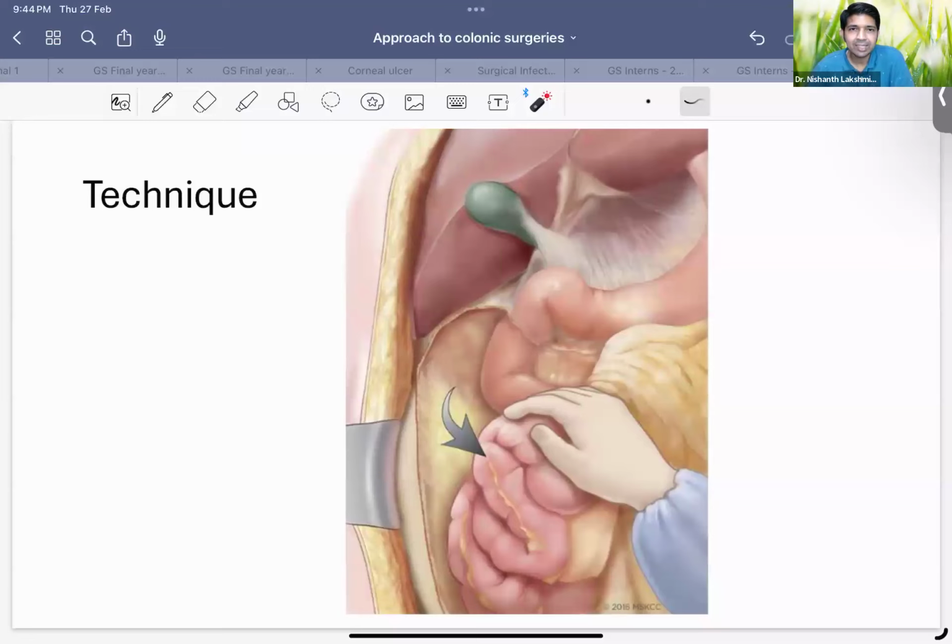Now, coming to the techniques, there are two ways of approaching a right hemicolectomy. One is the medial to lateral approach. Sorry, this is the lateral to medial approach. This is what I think most of you would have commonly seen. Okay, lateral to medial approach, where what you're going to do is incise the line of Toldt. The line of Toldt is incised and you're going to medialize the colon.